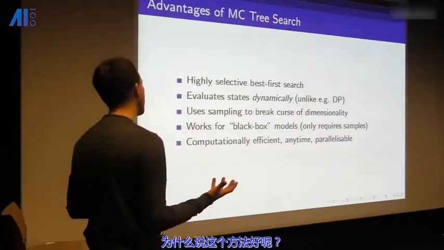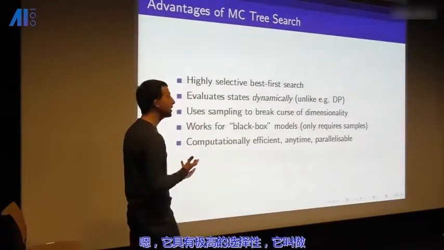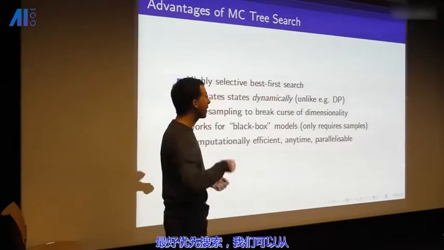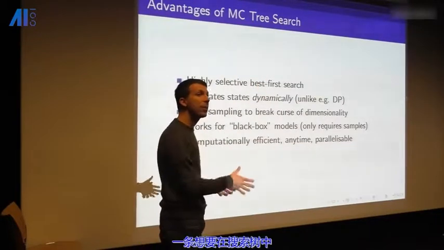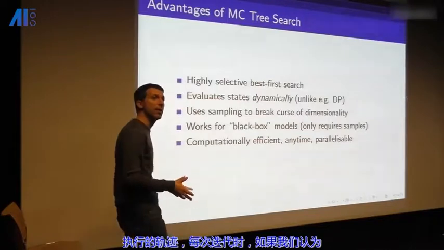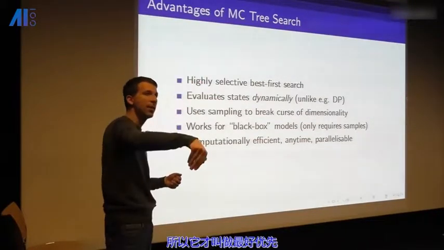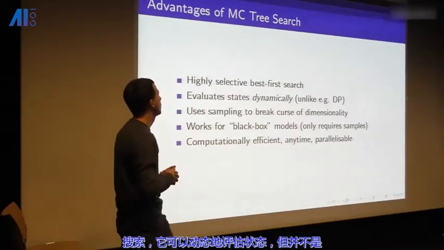Okay, so why is this a good idea? Well, it's highly selective. It's a kind of best first search, where every episode we go back to the root and get to pick again which path we want to follow through this search tree. So every iteration we get to pick, actually this way is better than this way. So it's a kind of best first search.